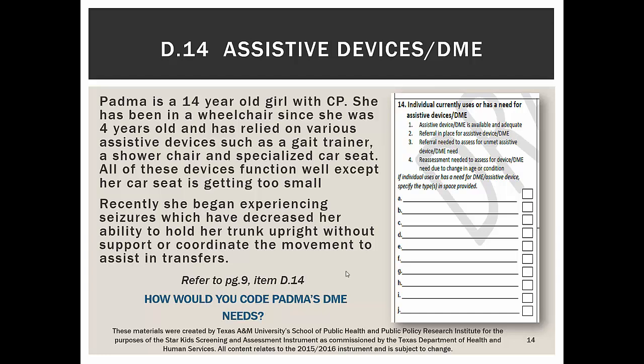So let's look at a sample question. Padma is a 14-year-old girl with CP. She's been in a wheelchair since she was 4 years old, and she's relied on various assistive devices such as a gait trainer, a shower chair, and a specialized car seat. All of these devices function well, except her car seat's getting too small. Recently, she's been experiencing seizures, which have decreased her ability to hold her trunk upright without support or coordinate the movement to assist in transfers. So how would you code Padma's DME needs?